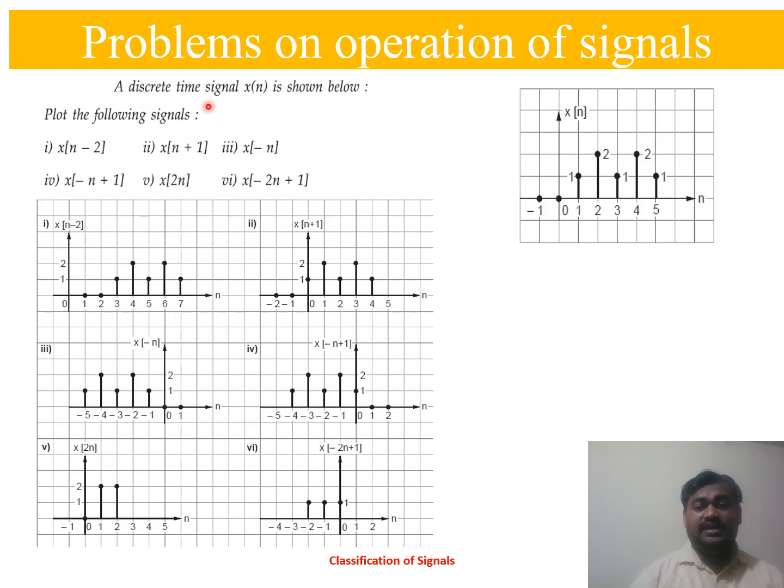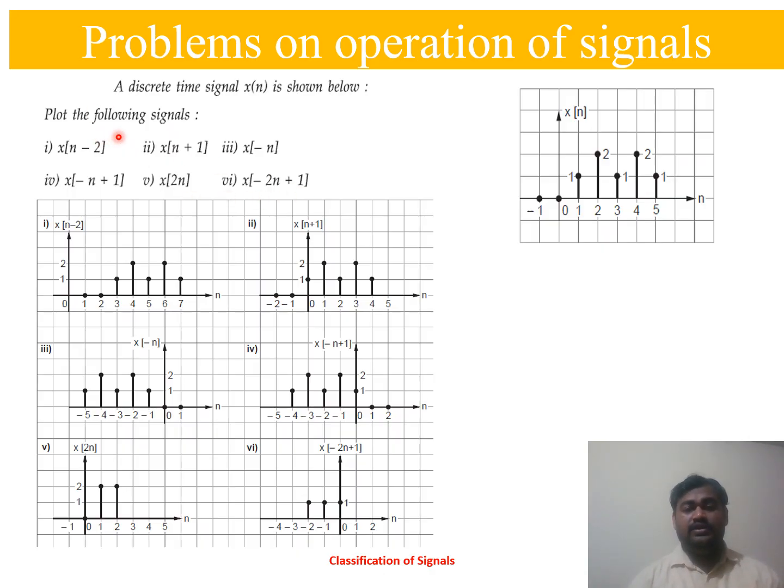A discrete time signal x of n is shown below. This is the given signal. Plot the following signals. First one, x of n minus 2. Second one, x of n plus 1. Third one, x of minus n. Fourth one, x of minus n plus 1. Fifth one, x of 2n. Sixth one, x of minus 2n plus 1.